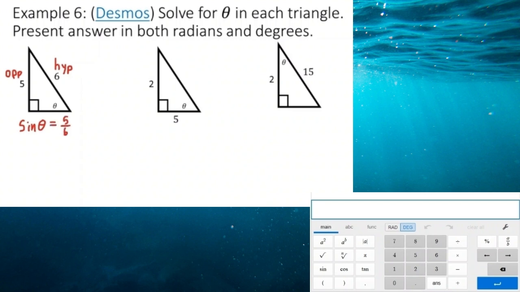But remember, our goal is we're trying to solve for theta. And since we're dealing with right triangle problems, we know our angle is acute. So if sine theta equals 5 over 6, thanks to our definition of inverse functions, theta will equal sine inverse of 5 over 6. Now from here, we'll go to our calculator to evaluate.